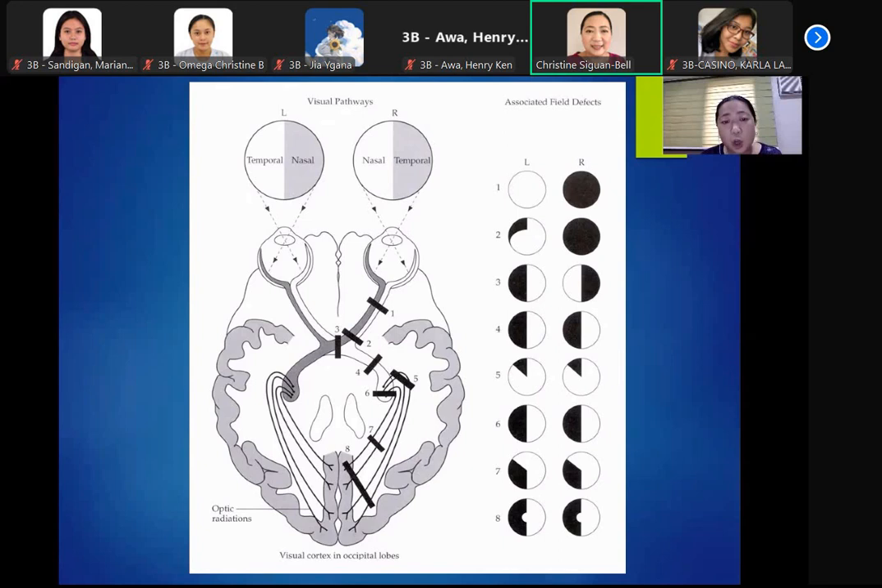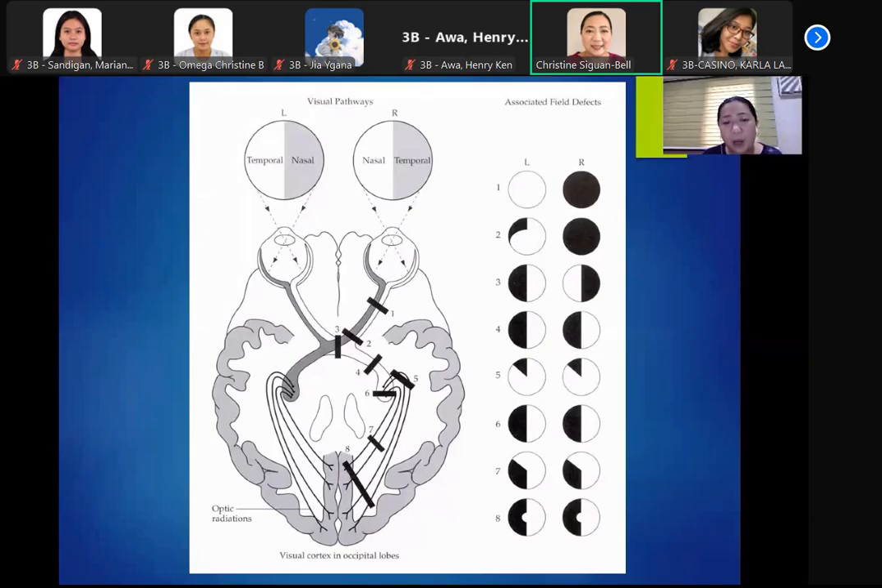Once there is a lesion in the optic chiasm, like a tumor, then it can cause a bitemporal visual field defect. In number four, when there is a lesion in the optic tract, the visual field defect is on the opposite side of the optic tract. For in this picture, number four, there is a lesion in the optic tract on the right side, so you have a left homonymous hemianopsia.